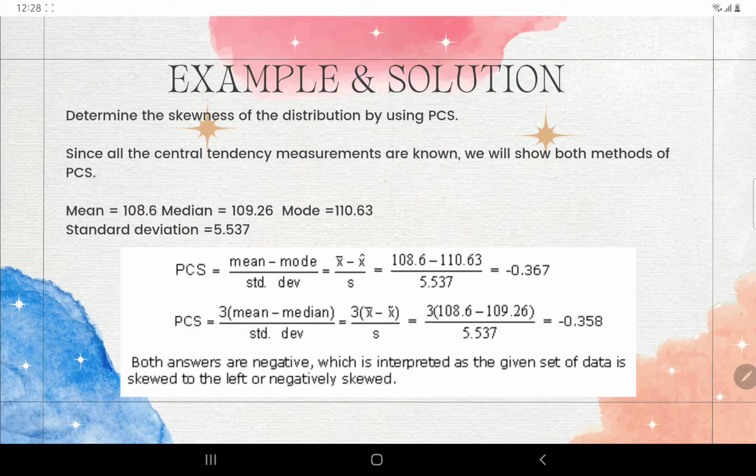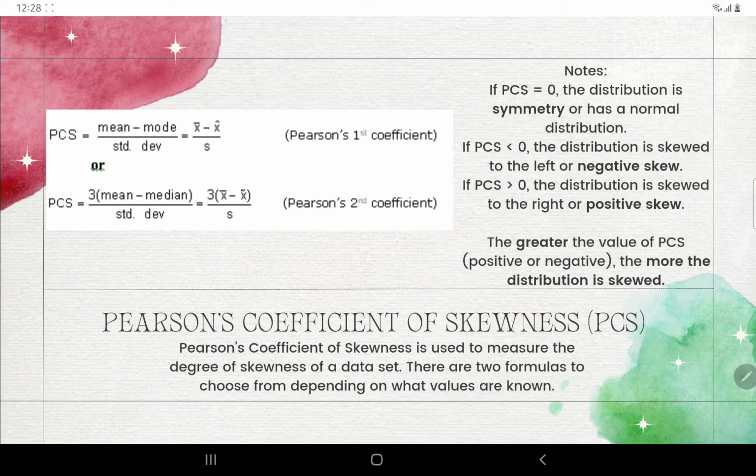Okay, let's take a look at the example and solution here. Determine the skewness of the distribution by using PCS. You are given the value of the mean, median, mode, and also the standard deviation. Since all the central tendency measurements are given, we will show both methods of PCS, using the first coefficient and the second coefficient. We can use both formulas because we know the mean, median, mode, and standard deviation.